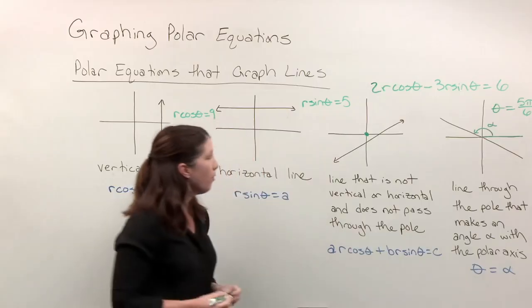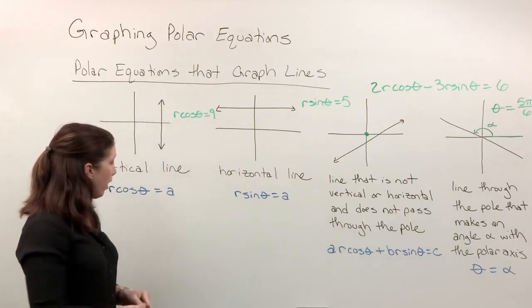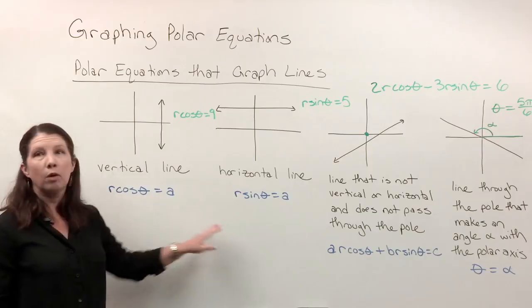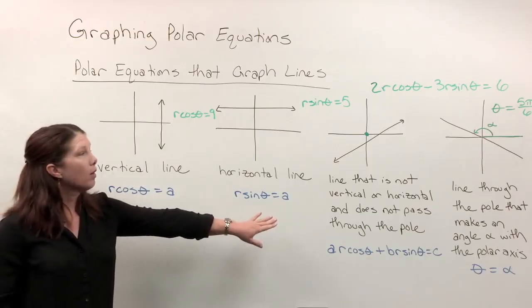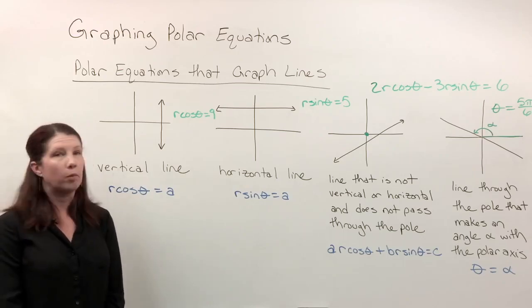So these are the 4 forms of polar equations that graph lines. You should be able to recognize them as lines and further be able to describe them as vertical, horizontal, or lines that are not vertical or horizontal that do or do not pass through the pole.